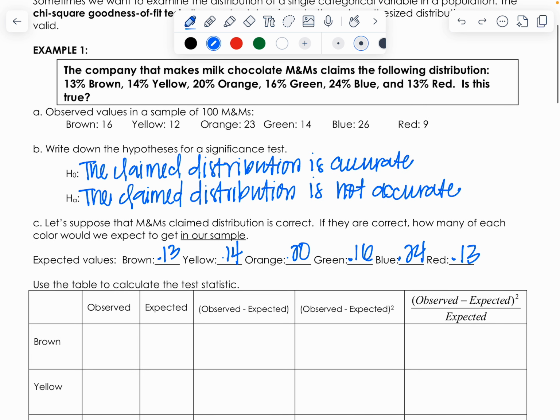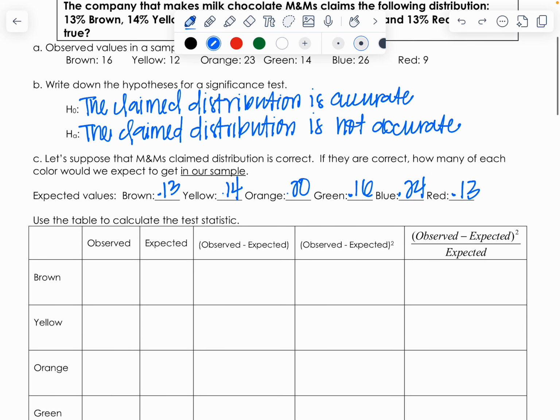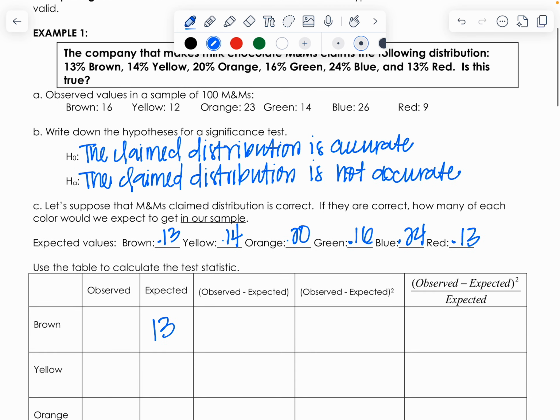Now we have quite a process. So we have a table that we are going to figure out. And this tells us how we should calculate it. So if our expected value, this really should just be 13 for brown. We would have expected to get 13 brown M&Ms based on the claim distribution. We actually observed 16. And so when we subtract those, observed minus expected, I'm reading the header up here in my table. I have 3 more than I thought I would, which is 9 if I square it. And then when I divide that by the expected, I'd have 9 over 13.